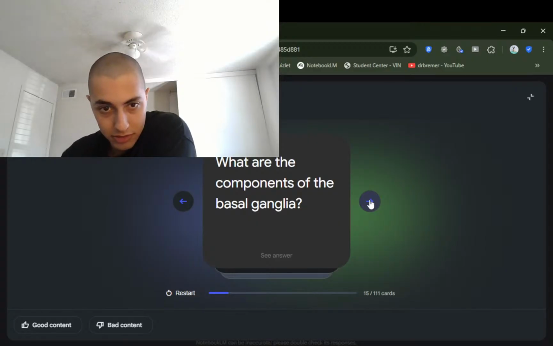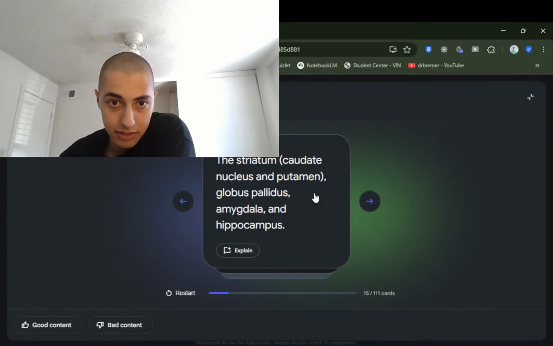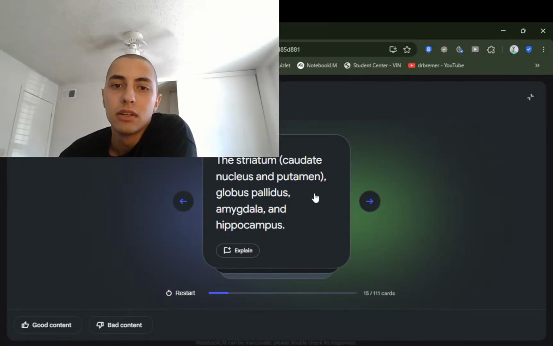What are the components of the basal ganglia? The striatum, caudate nucleus, and putamen, the globus pallidus, the amygdala, and the hippocampus.